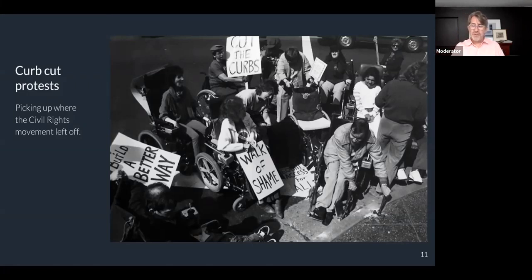And in this picture, what you're seeing is a group of people in wheelchairs creating their own curb cuts with hammers, if you can imagine this. So you see the gentleman on the right, and if you look carefully enough, you'll see that he's got some sort of a ball hammer there that he's using to break up the curb.